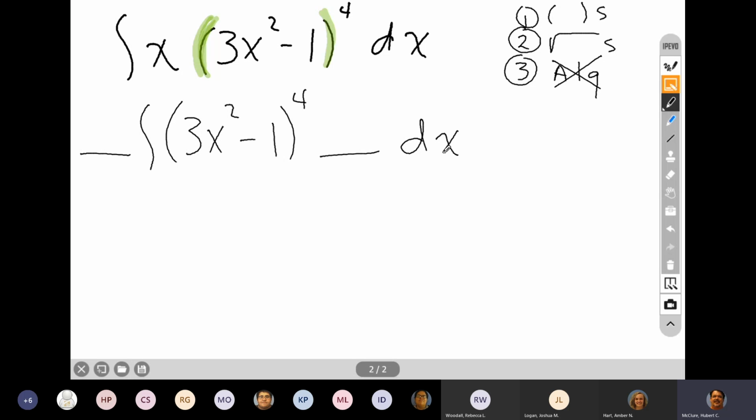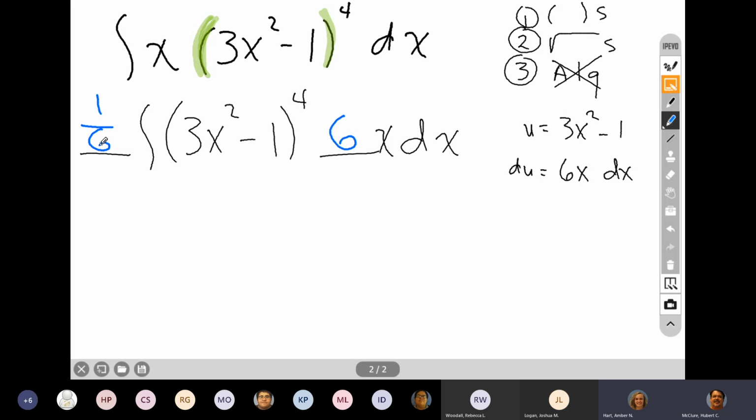Now, luckily, you don't have anything to choose but 3x squared minus 1. So u is equal to 3x squared minus 1. What is du? 6x dx. Oops, I'm sorry. What do we have? We've got an x dx. So what do we have to put in there? I'll use my blue here. So 6 here and 1/6 there.